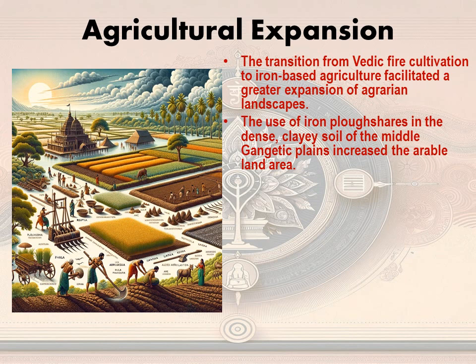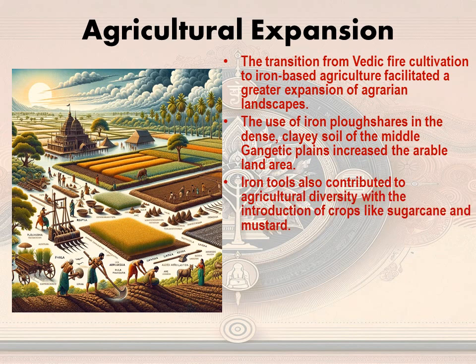The use of iron plowshares in the dense clayey soil of middle Gangetic plains increased the arable land area. Arable land area means the area in which cultivation could be done. So use of iron plowshares led to proper tilling of soil, and the soil in the Gangetic plain was clayey. So proper tilling of soil made it arable.